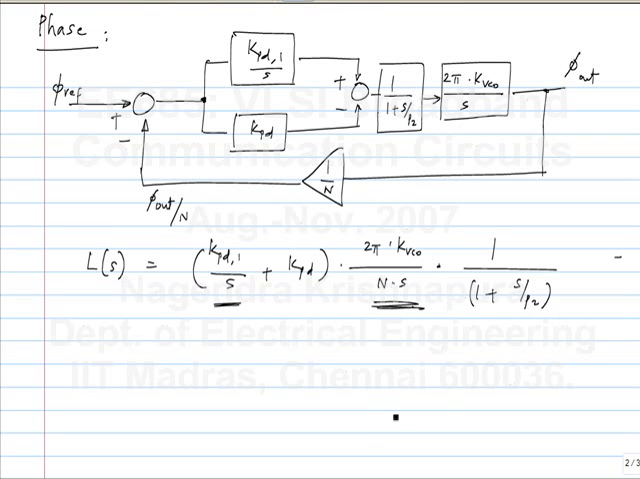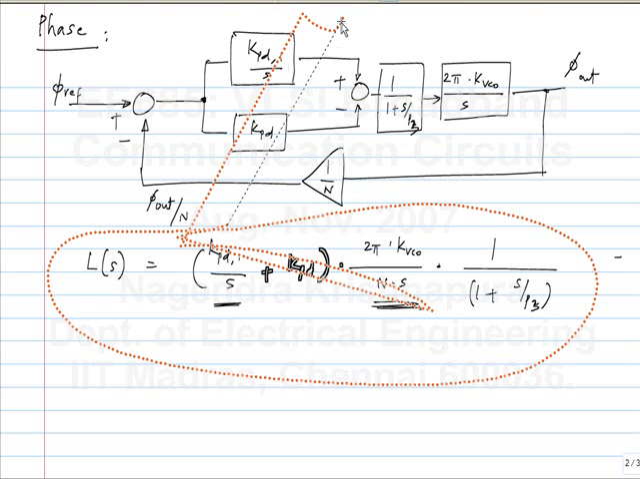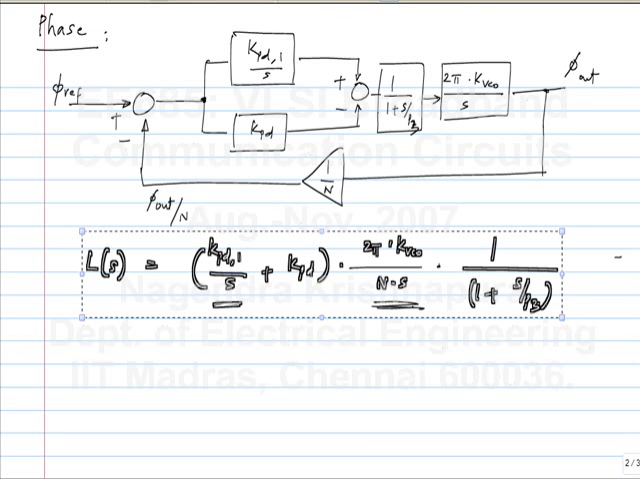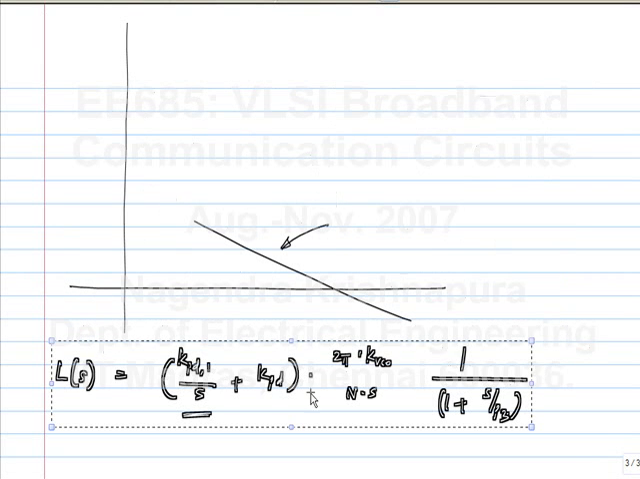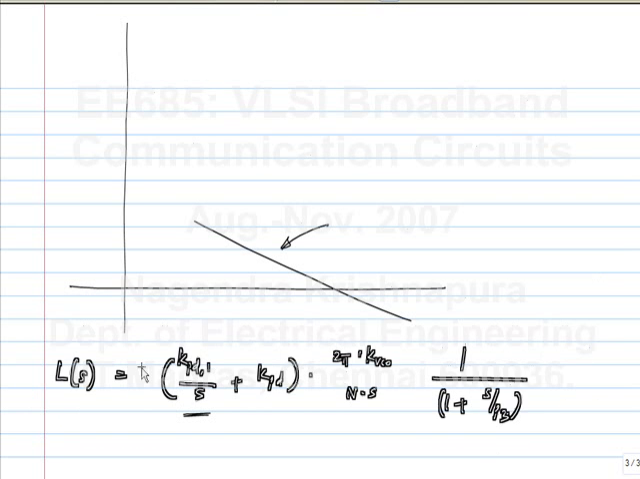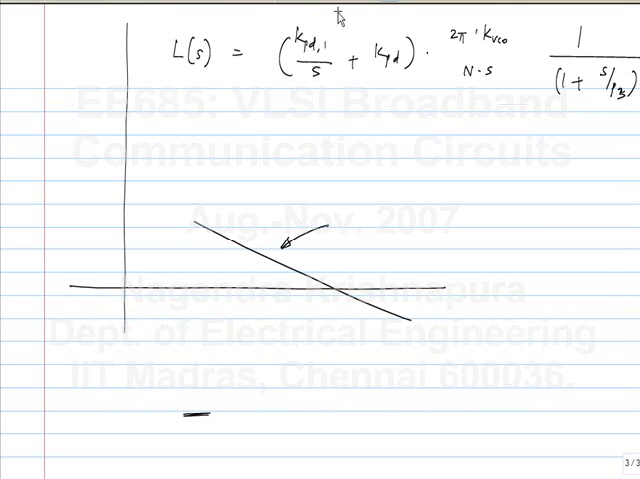or maybe I should call it P3 because this has 2 poles at the origin. Okay. So this is the expression for loop gain.